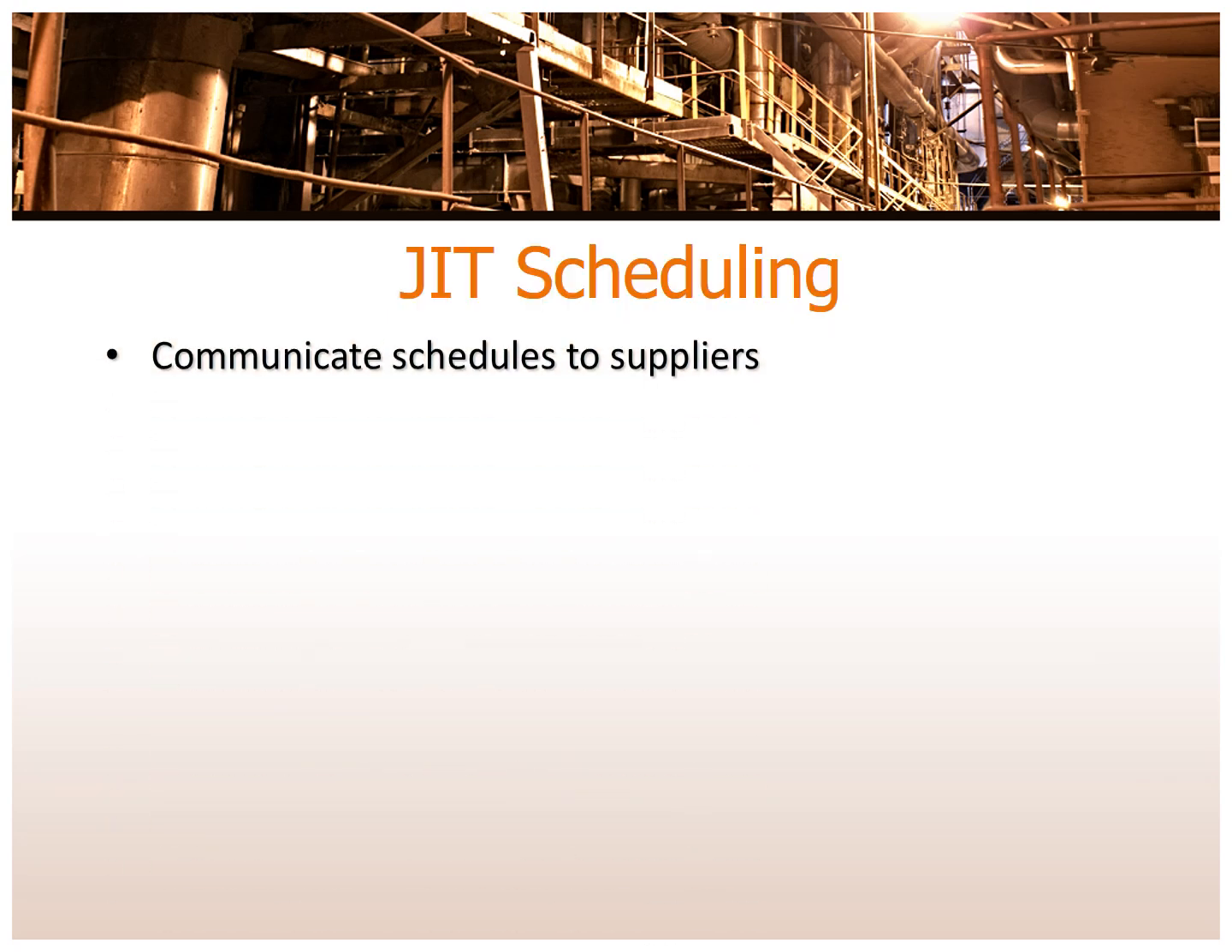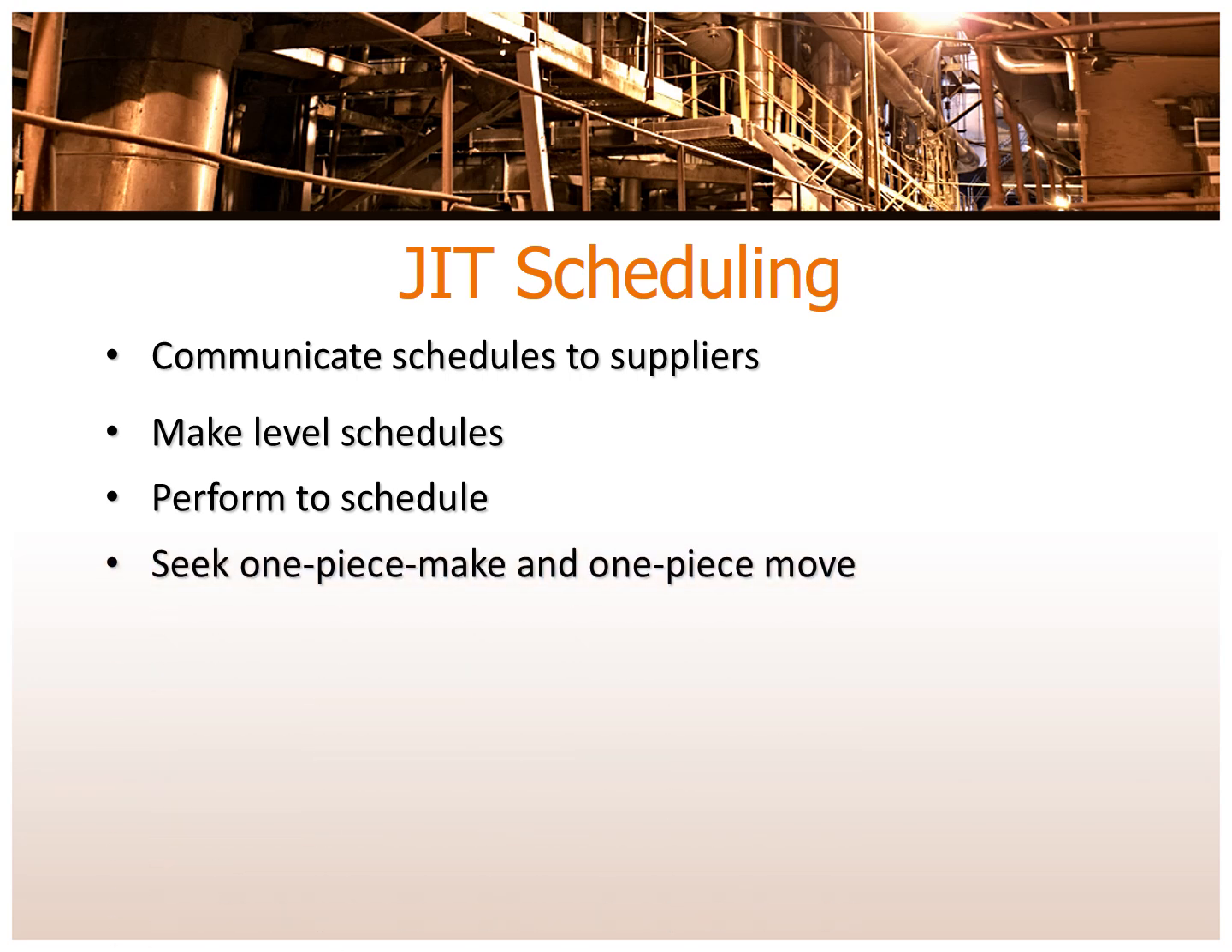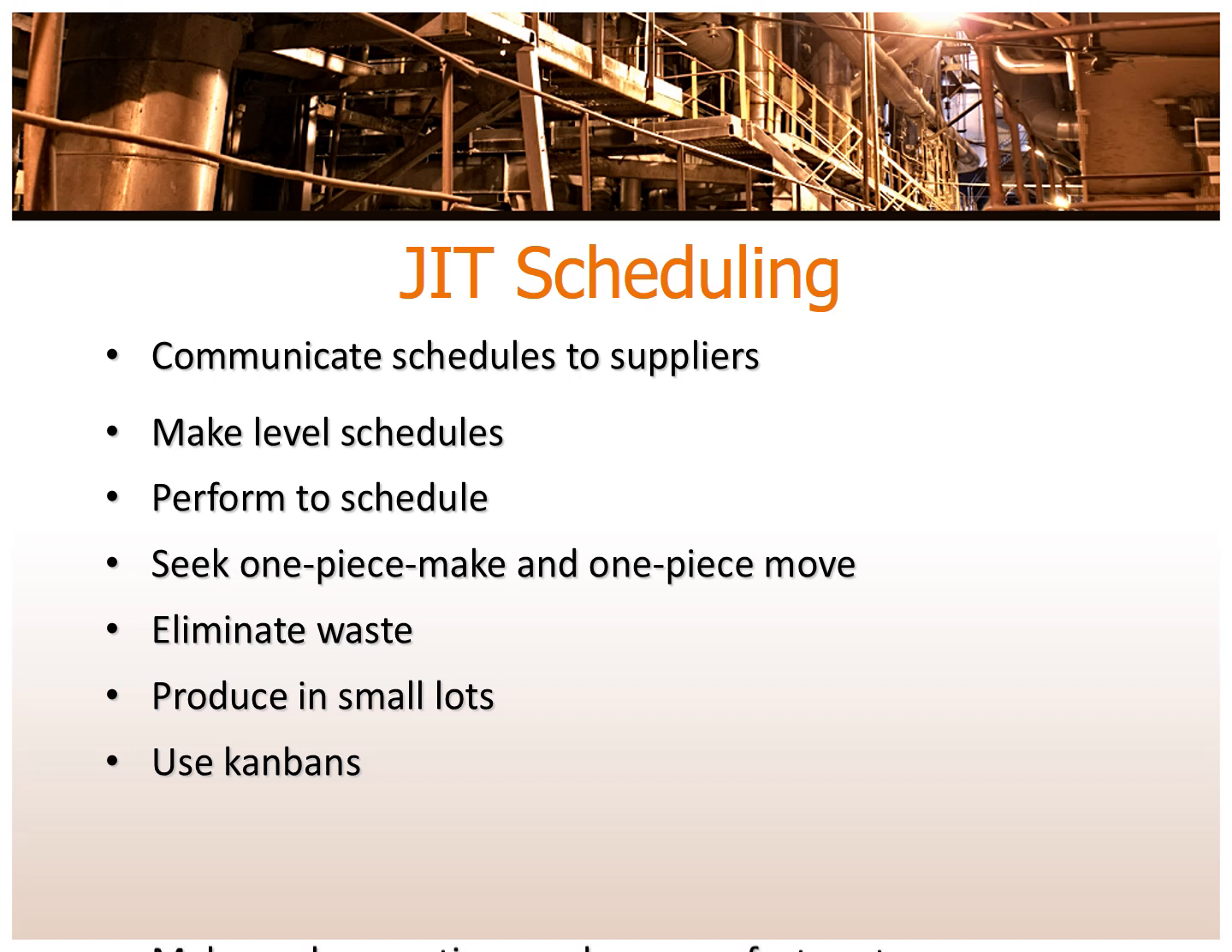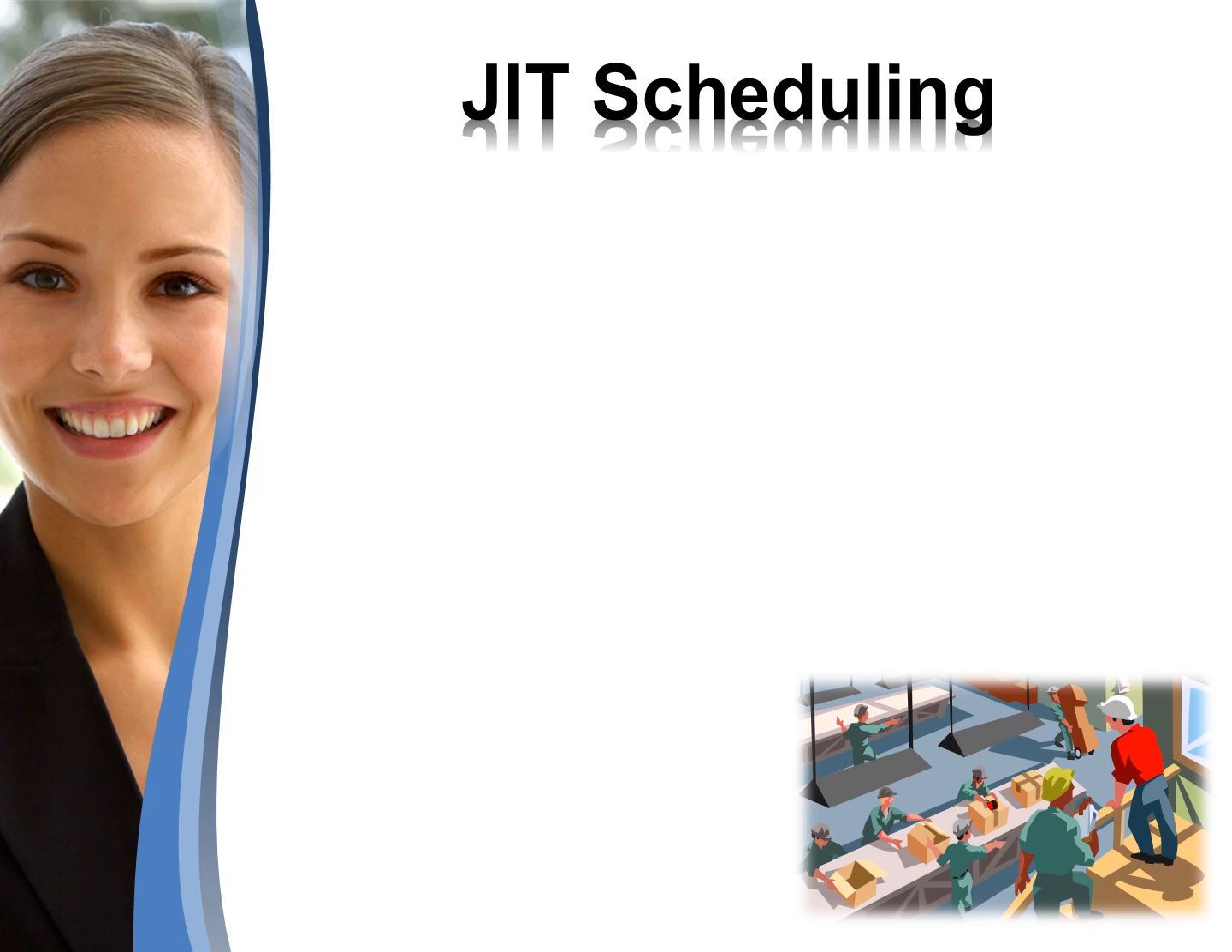JIT scheduling: you want to communicate your schedules to suppliers. Make level schedules. Perform to that schedule. Don't make more than what's needed. Seek one piece make and one piece move. Eliminate your waste. Produce in smaller lots. Use Kanbans. And make each operation produce a perfect part, thus reducing rework, reducing defects, and improving your bottom line. So what is level scheduling?